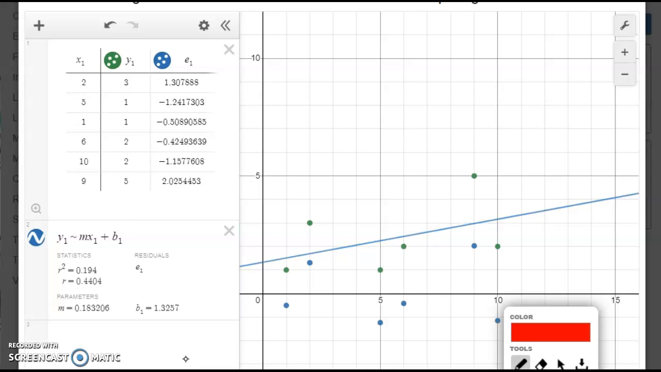So if I was to write this equation, it would look like y is equal to 0.183206x plus 1.3257, because this is the slope and this is the y-intercept. And that's what it looks like. Desmos has calculated that for us.